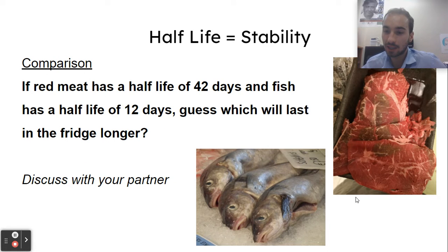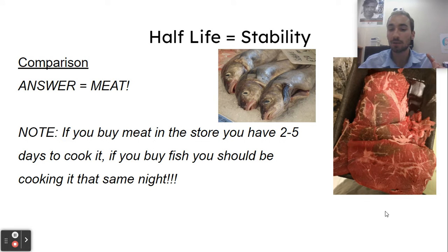The meat won't decay by half for 42 days. The fish doesn't take as long to decay. It will decay a lot faster. So therefore, your fish will go bad a lot sooner. If you buy fish and put it in the fridge, you better be cooking it that night. Whereas meat, if you put it in the fridge after you buy it, you have like 2 to 5 days.